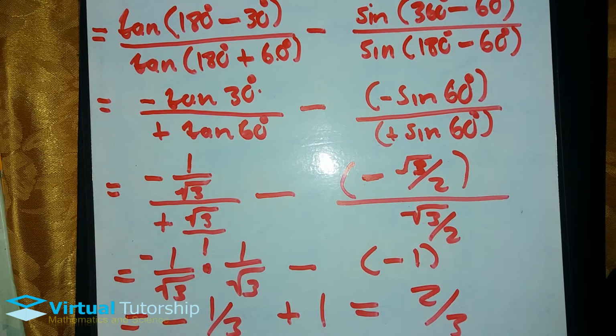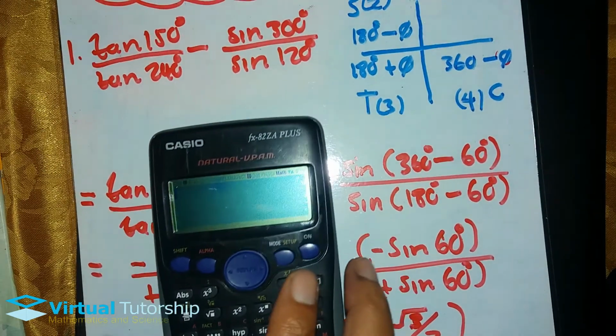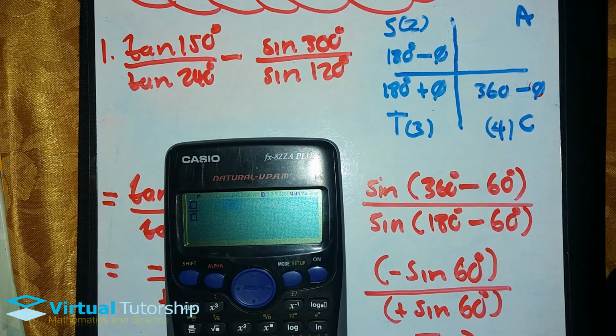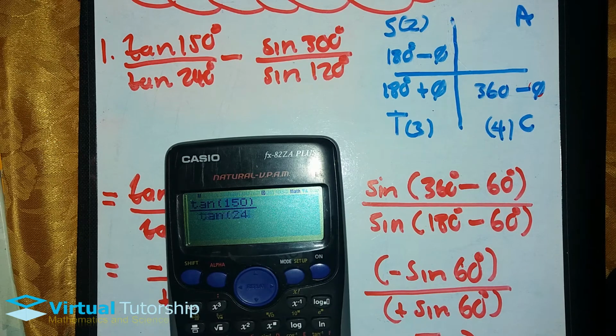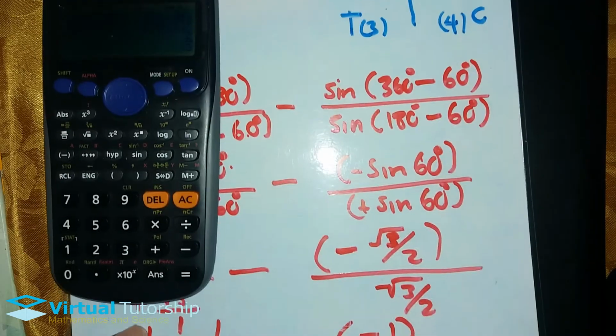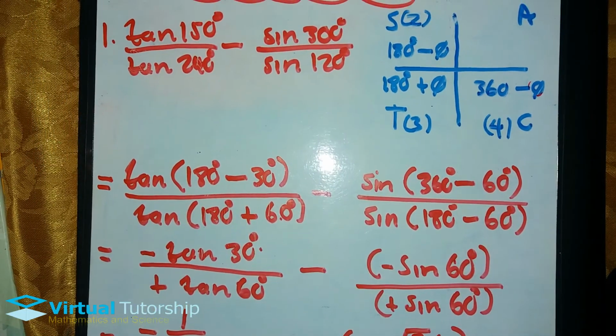2 over 3. So ungathatha ne calculator yakho just before solving for lama expression wakho la uzovele uthi tan 150 degrees over tan 240, and then minus sine 300 degrees over sine 120 degrees is equal to 2 over 3, just like sitholile. So asithathe another example wesebenzisa ama reduction formulas.